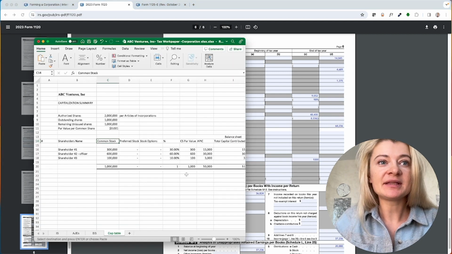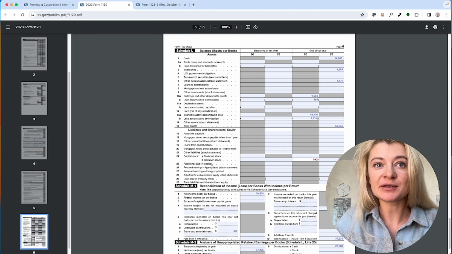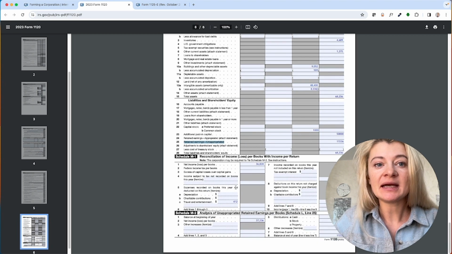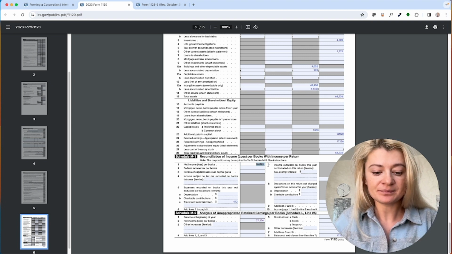Alrighty. And then we have 50K of additional paid-in capital that goes right here. This line, retained earnings unappropriated, actually comes from right here, from Schedule M-2. The way it's calculated, we have to add up. The beginning is 0, but next year's beginning will be this year's ending, right? So it includes the net income per books, so this amount.